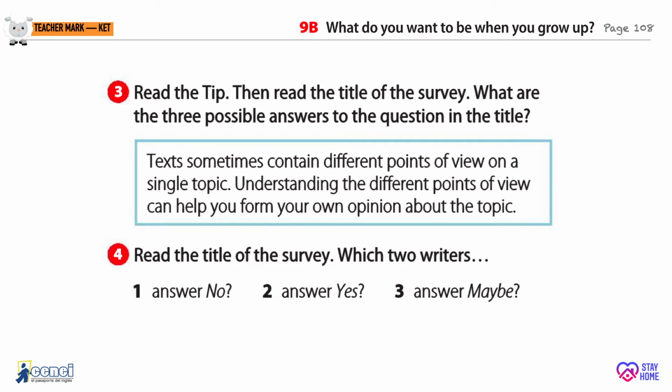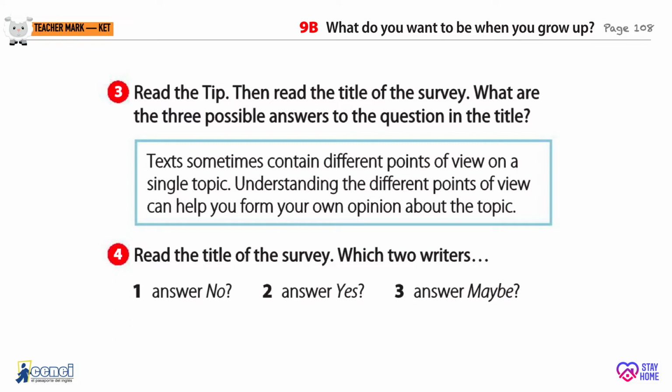The tip says, texts sometimes contain different points of view on a single topic. Understanding the different points of view can help you form your own opinion about a topic. You are about to read an article in which people have different points of view. They have different opinions about a school. So read the title of the survey.